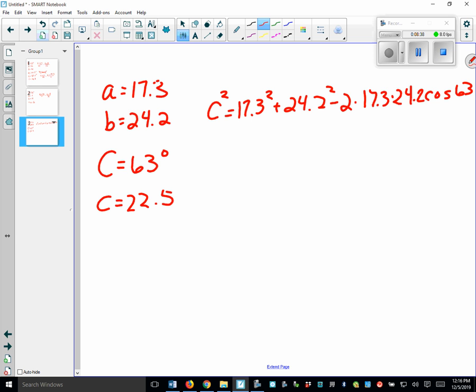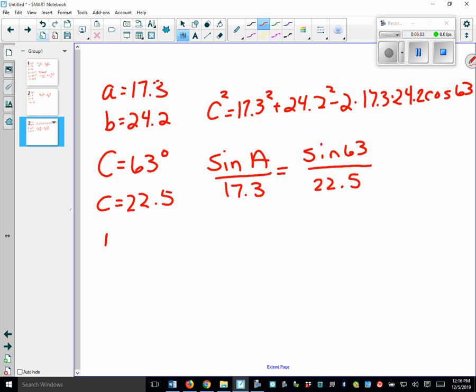Now, what do I need to find? Angle A. Sines, so you can use angle A, because it is the smaller of the two. So the sine of A over 17.3 equals the sine of 63 over 22.5. What is angle A? 43.2.